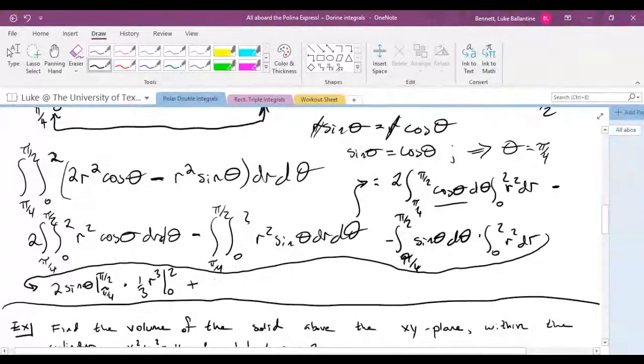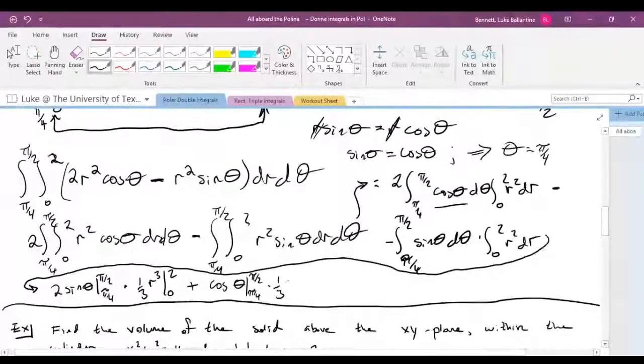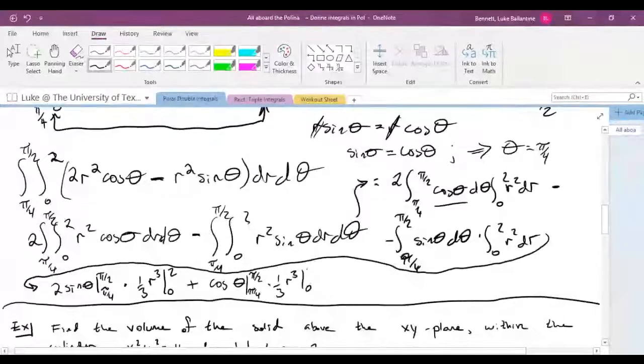That would be plus cosine theta. The antiderivative of sine is negative cosine, and the negative negative makes a positive. Pi over 4 to pi over 2, times 1/3 r cubed from 0 to 2.